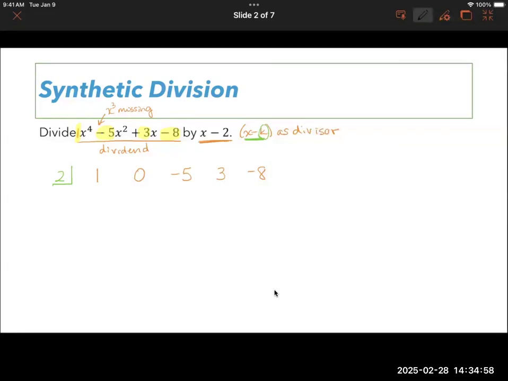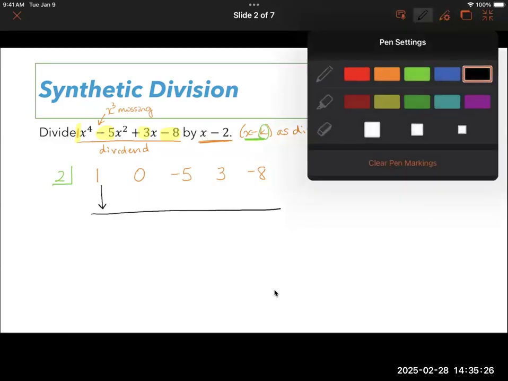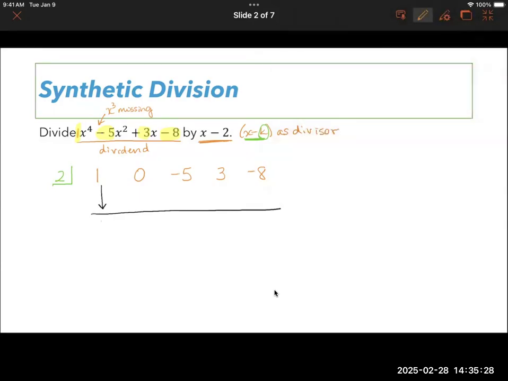All right, so we've got a line of our coefficients. We've got the k value out in a box. Now we're going to leave a row, and we're going to put an equals line, so to speak, underneath. And now this is how synthetic division works. We start by simply bringing down the first coefficient. So if it's a 1, then we're going to bring 1 underneath the line.